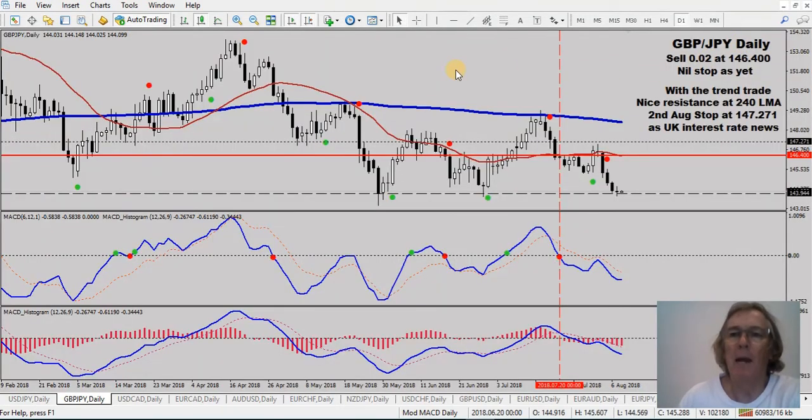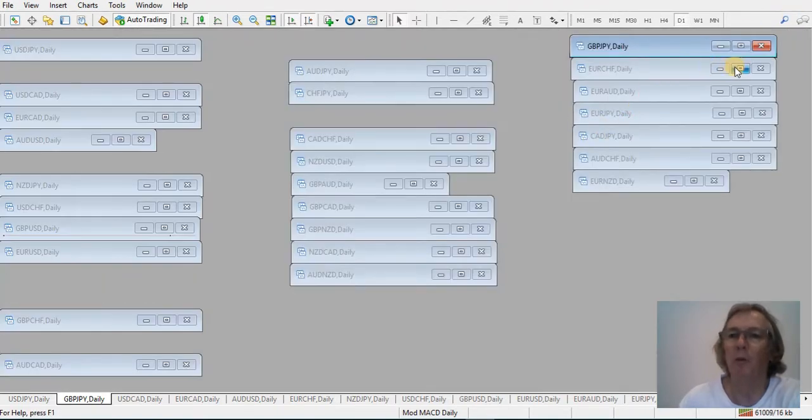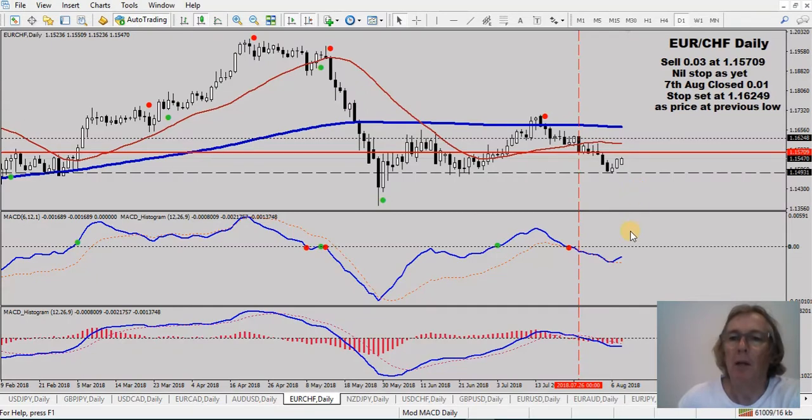Start off with the pound yen. If you watched my weekly video yesterday, this black dashed line here is a previous low, so I've closed out half my trade there and my stop's already in place. So all I've done is taken half my profit off the table. That's the pound yen and a sell trade from this point in here. Just remember you can pause these videos if I'm going too quick. You can read my notes on the chart.